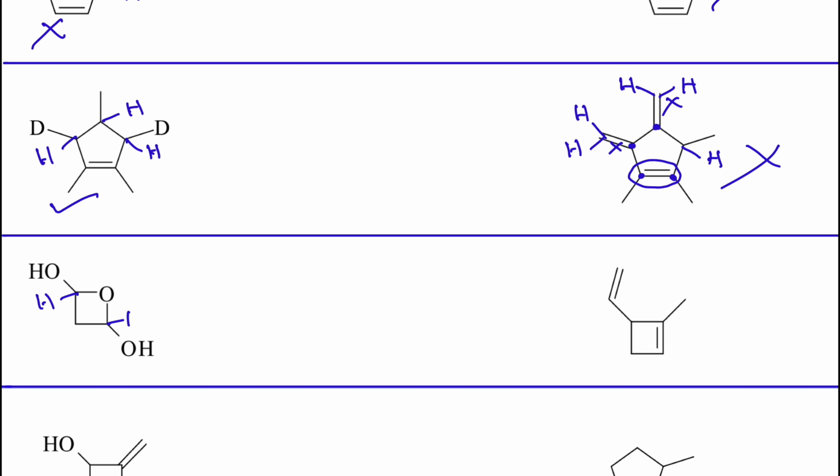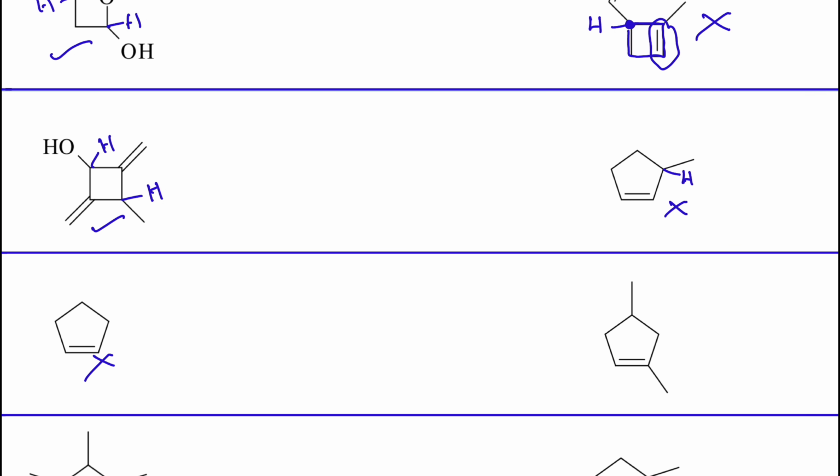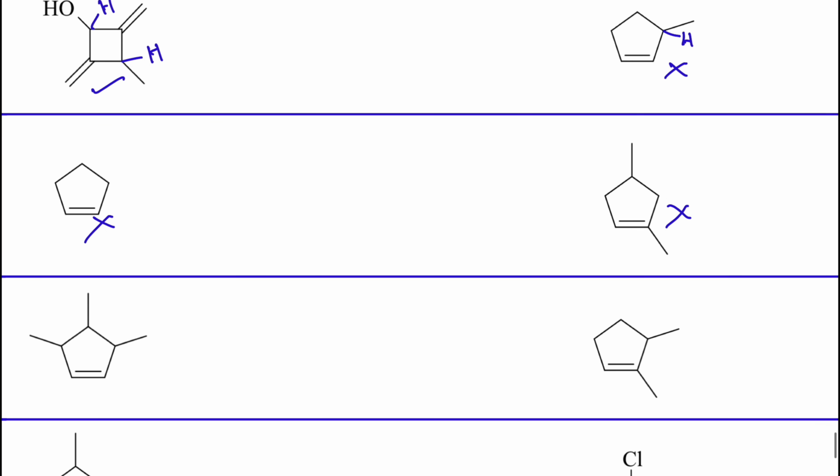OH and hydrogen, yes, possible. Here the condition is satisfied only at one place. So the ring is not a geometrical center. This is not a geometrical center. This is also not a geometrical center. No geometrical isomerism. Methyl hydrogen, OH hydrogen, yes, it shows. Only at one center it is satisfied. No geometrical isomerism. No.